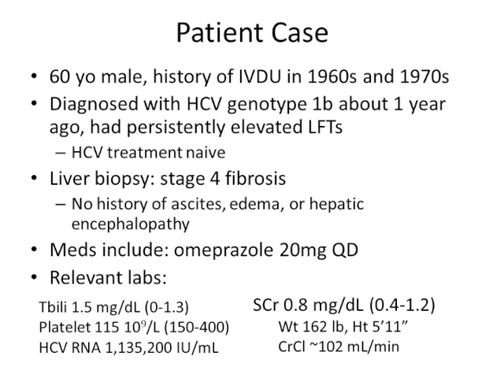But anyway, he had a risk factor. He had persistently elevated LFTs. He's never been treated for his hepatitis C. He had a liver biopsy, and it showed that he had stage 4 fibrosis. So how significant was his liver damage? Very. He had cirrhosis, but he has no history of ascites, edema, or hepatic encephalopathy.